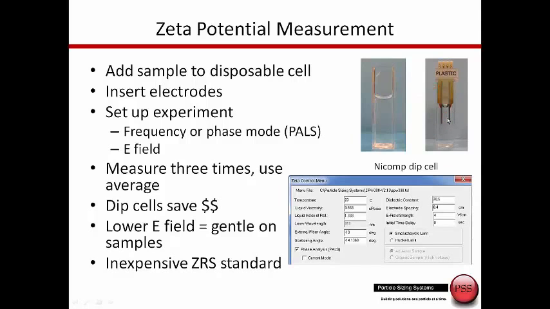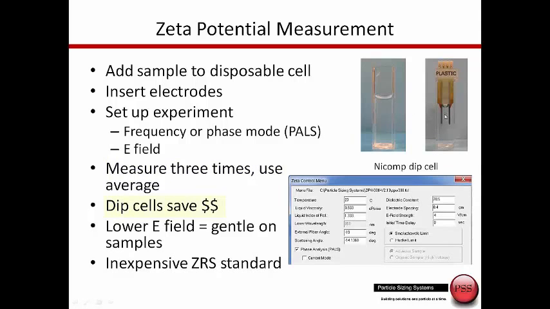We're going to measure the motion of the particles either using frequency or phase shifts. Actually, the phase analysis light scattering, the PALS, is more sensitive, so that's how I do all of my measurements. We apply electric field, we use PALS, and we can convert the mobility of the particles to the zeta potential. Typically when I'm doing zeta potential, I'll take multiple measurements, take the average. Like anything else in particle size, it has to be repeatable to be believable.